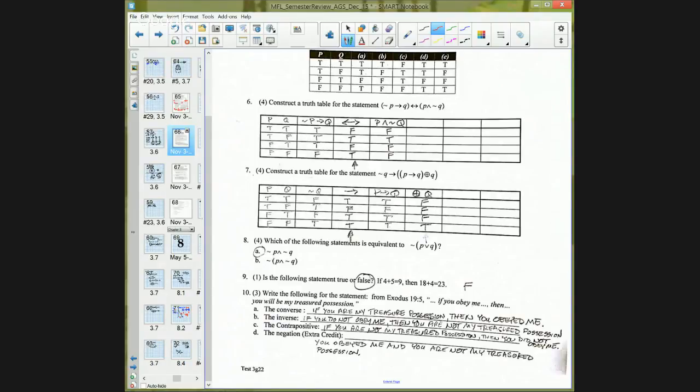Number 9. Is the following statement true or false? I forgot what the rule was on that one. Okay, well, look at the if part, Mike. 4 plus 5 equals 9. Is that true? Yes. And then we have a then, so that's the equivalent of having an arrow there. And then how about this statement? True or false? False.